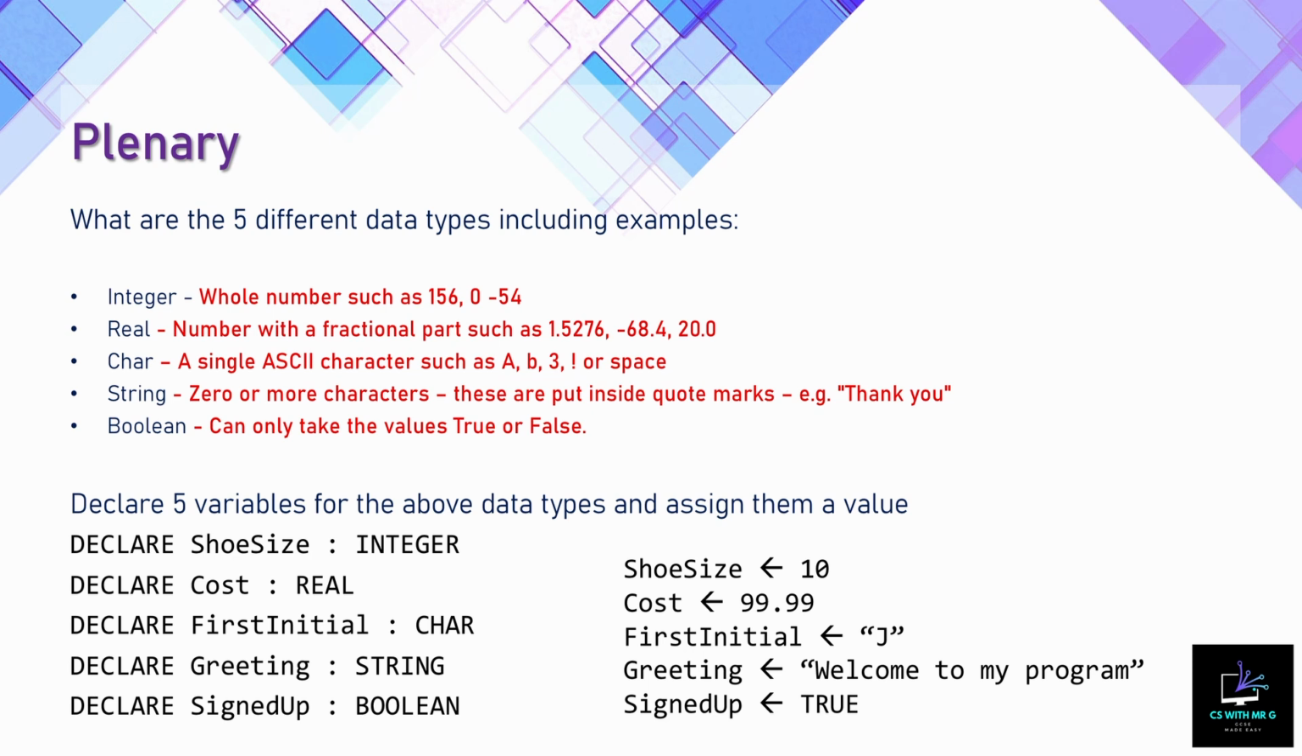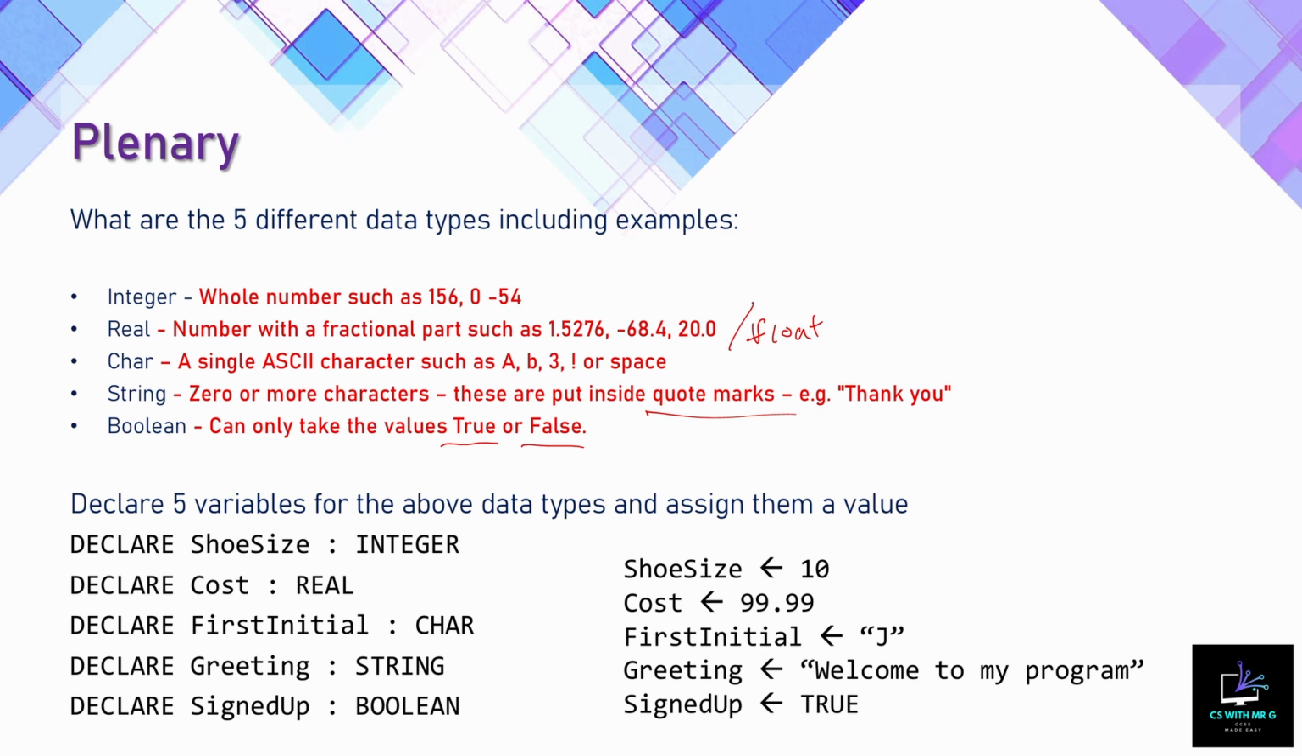And as you can see, we've got an integer, which is a whole number, a real or float, which has a decimal part to the number. We've got a char, which is a single character from the ASCII table. A string is multiple characters, in which we always use quote marks. And a Boolean will store the values true or false.